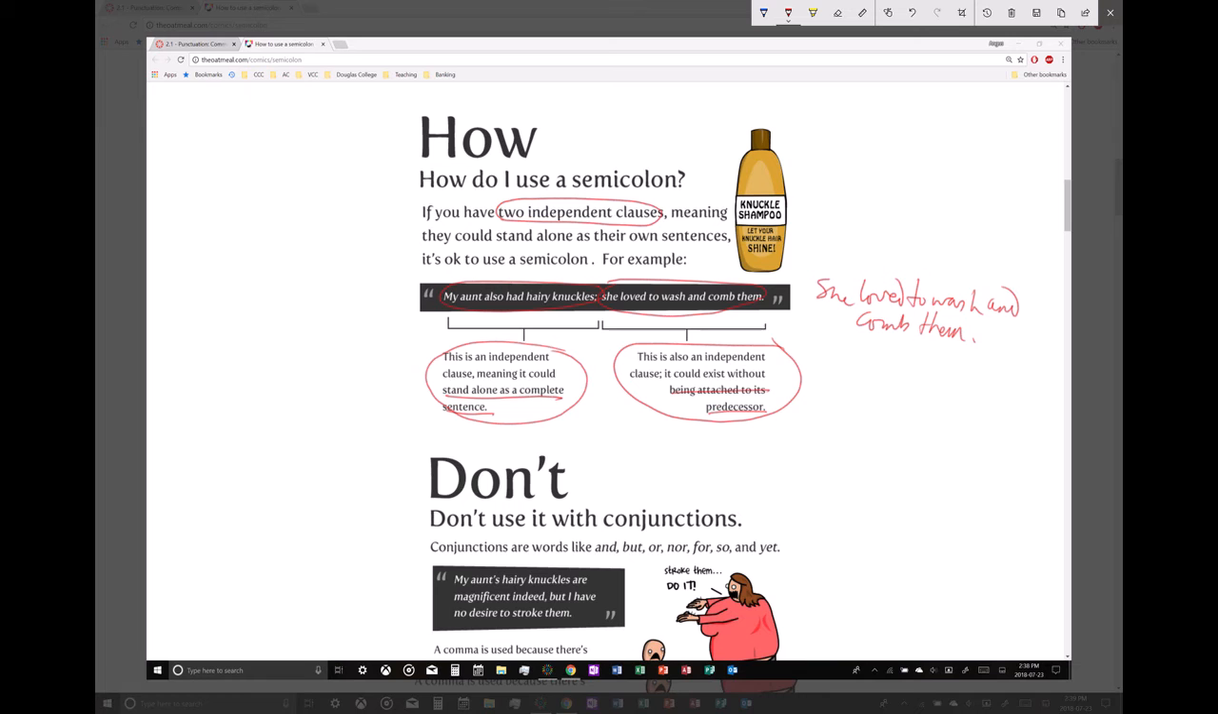And that's just a joke picture about knuckle shampoo. So yeah, either way, remember you use a semicolon in between two independent clauses, like this. And the good check is to see if each clause can be used as its own sentence. That's why it's called independent.